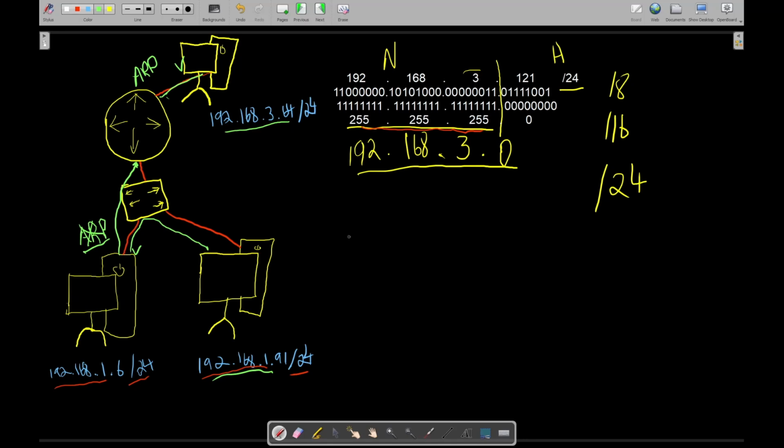That is classless interdomain routing. That's how it works.